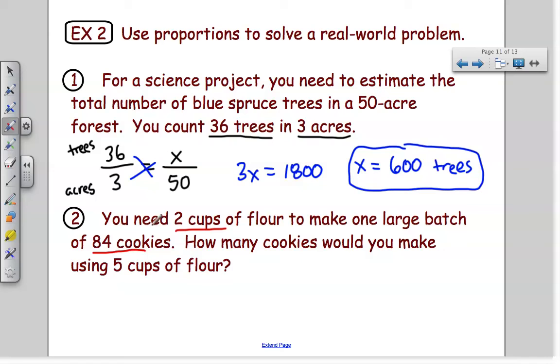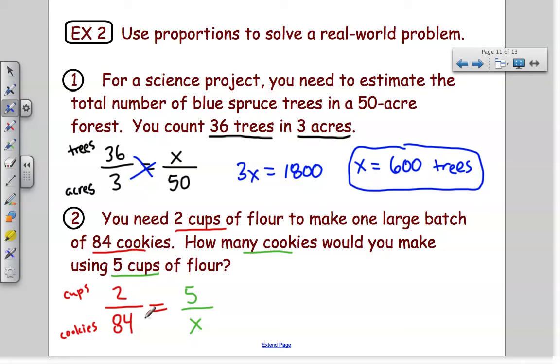Alrighty. I'm going to set up my first ratio. 2 cups applies to 84 cookies. And I'm just going to label up here so that I know 2 was cups and 84 was cookies. Because now I know that should be the same ratio for this next example where it was how many cookies. I don't know how many cookies I would make using, okay, I know I'm using 5 cups of flour. Cups was on top, so I'm putting 5 cups on top, and I don't know how many cookies, so that'll be X or C or whatever you want on bottom. 2 cups made 84 cookies, 5 cups makes how many cookies?